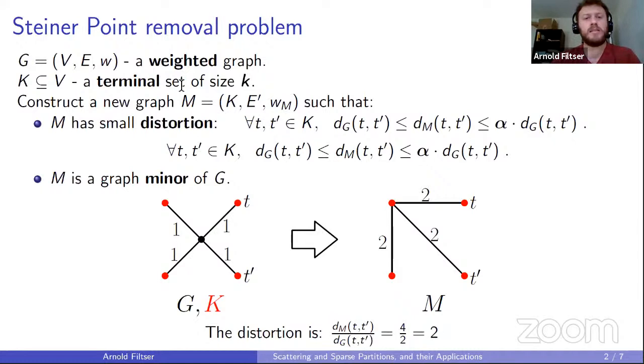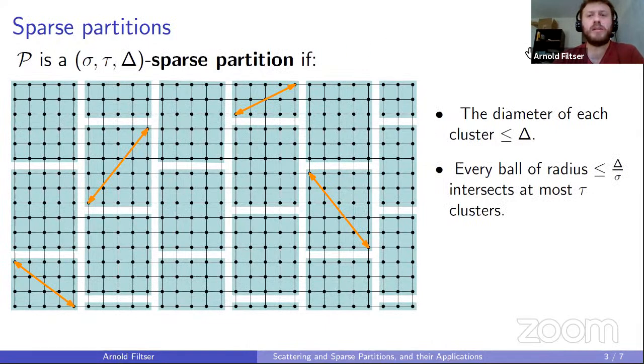And the main question we ask is, what about some special graph families, where actually the gap is the same? The main part of the paper, we're studying some partitions. So first we studied this sparse partition scheme, which in a sense is a clustering of the graph. And there are 3 parameters, sigma, tau, and delta. So you want every cluster to be of diameter at most delta. And we want that every ball of radius delta over sigma will intersect at most tau clusters.